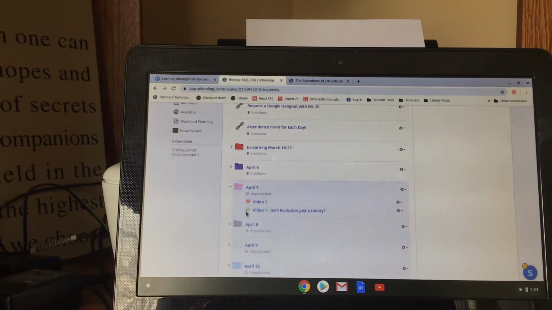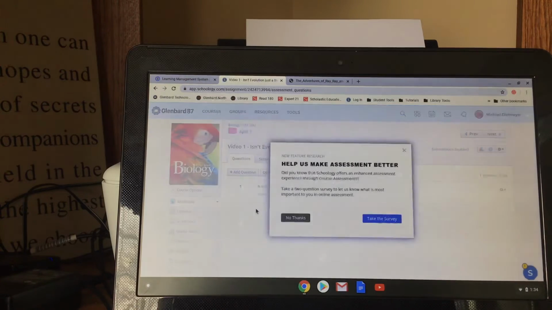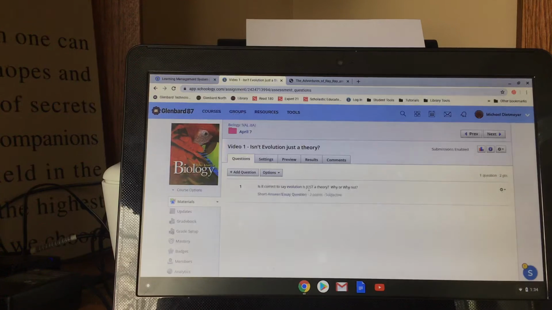And it has a little green puzzle piece, which is like a quiz. All it really is, is a discussion question. So if I open this up, if it opens up, there we go. You'll see a question that says, is it correct to say evolution is just a theory? Why or why not? So before you watch the video, you should open up the discussion question to see what question you're essentially going to be answering. All right. So this first video is going to be all about what is a theory? Why is evolution a theory?